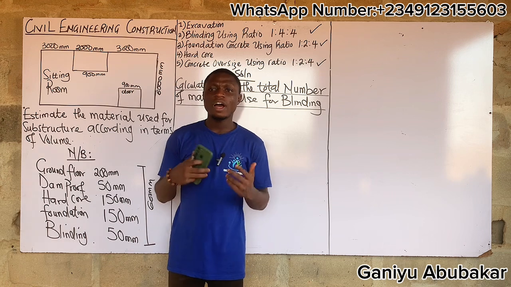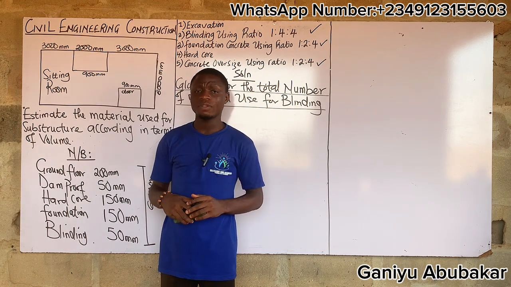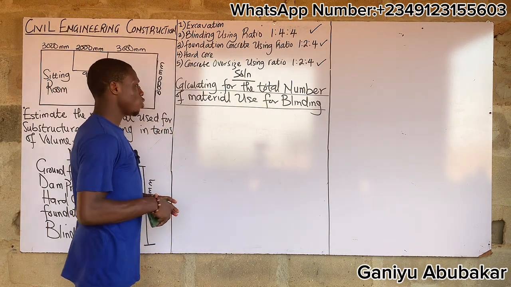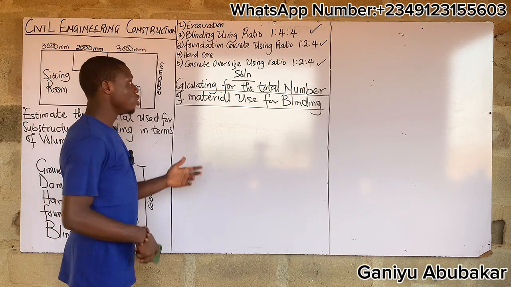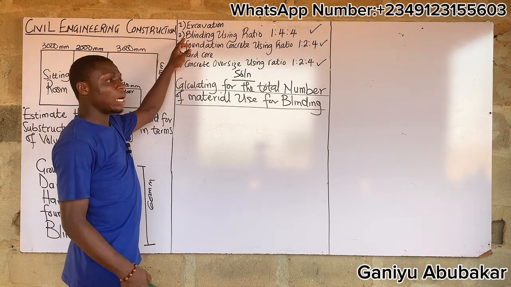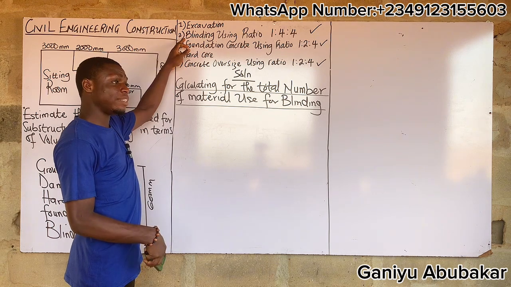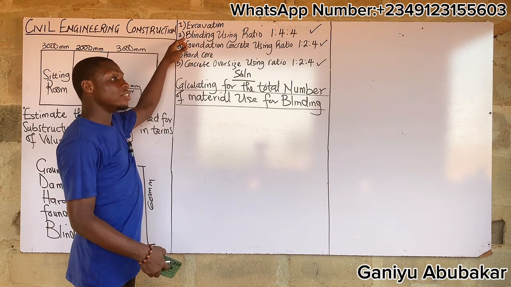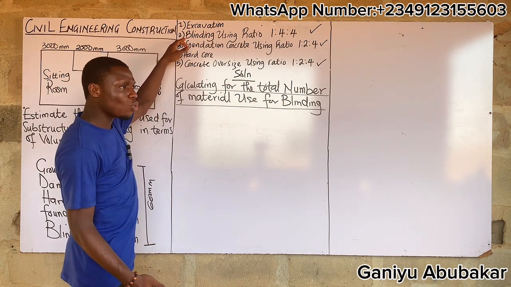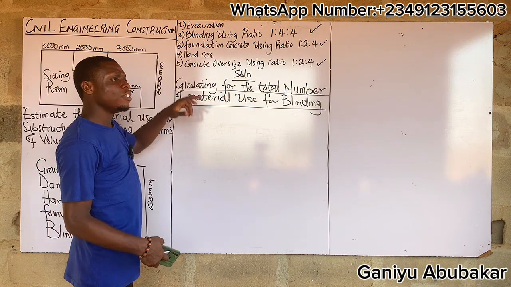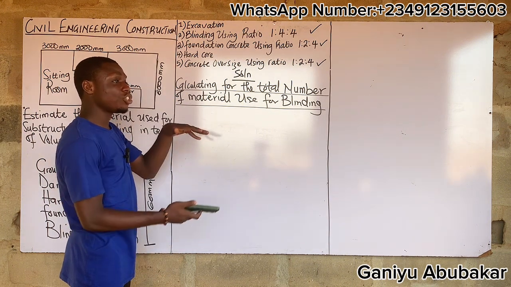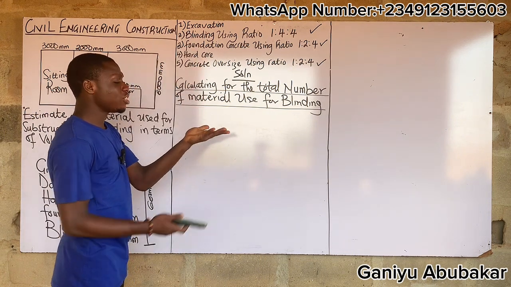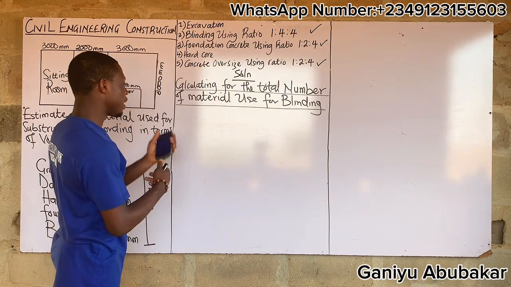Welcome back. I hope you understand that video. Let's look at the first calculation there: calculating for the total amount of material used for blinding. This blinding is the first concrete, a mixture of cement, sand and granite, that is poured on the ground after the excavation, right? Also, I can define it as the concrete that is touching the ground directly. So a blinding is simply a concrete that touches the ground directly. That is referred to as blinding.